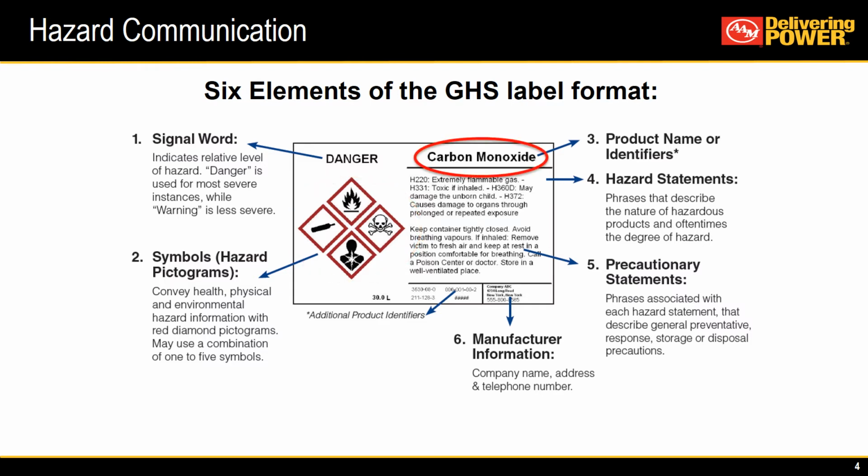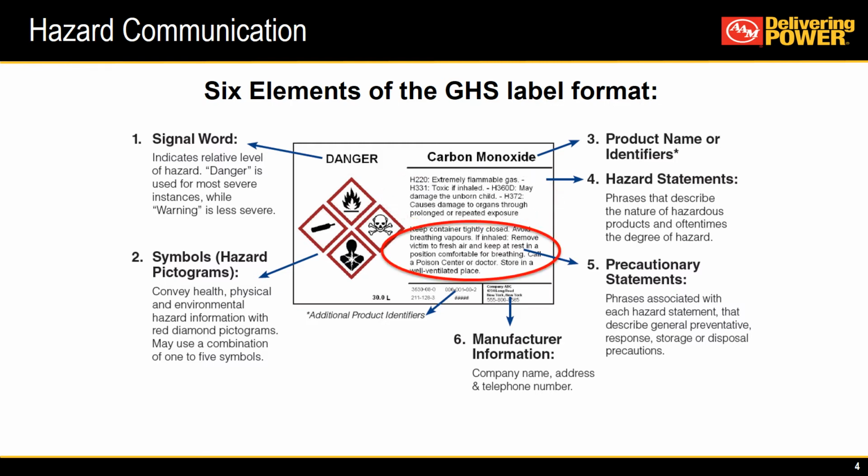Third is a product name or identifier, that which you would see on the label of the material. Fourth is the hazard statements. These are phrases that describe the nature of the product and sometimes the degree of hazard. Those are key to the hazard communication and emergency response book that we have.